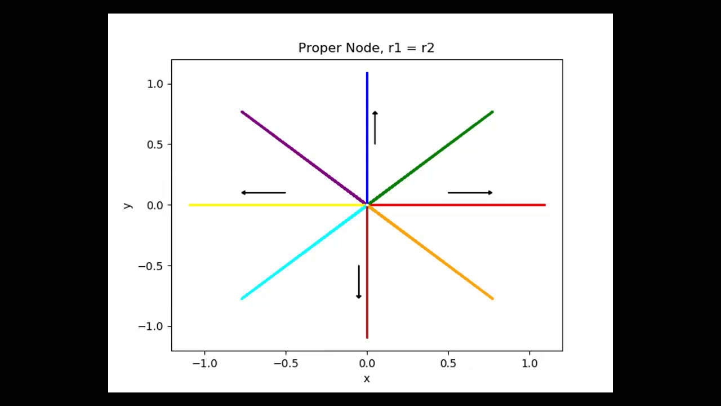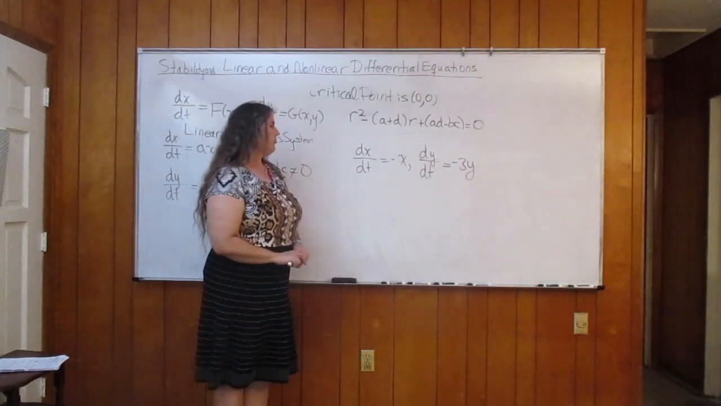For the system dx by dt is equal to 2x and dy by dt is equal to 2y, the roots of the characteristic equation are equal and positive. The critical point is still a proper node, however the straight lines emanate from the critical point rather than approaching it. Hence, this system is unstable.